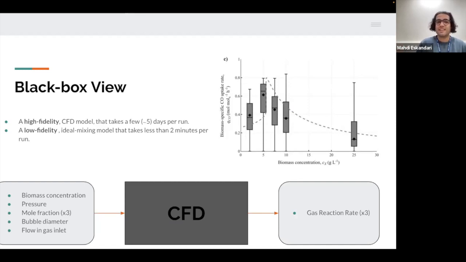We have 2 fidelities here, a high fidelity one and a low fidelity one. In this graph we can compare the high and low fidelities. The dashed line is the ideal mixing, the low fidelity one, and the box plots are the high fidelity one. We can see that they look somewhat like each other, but there are still some differences that come from the cost and time that we spend in order to see the results.